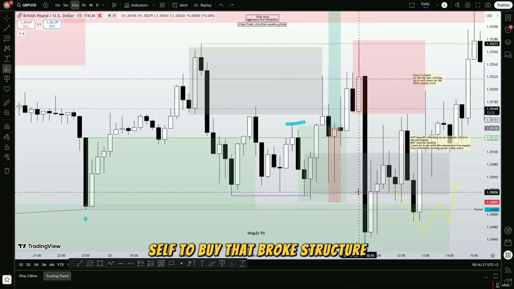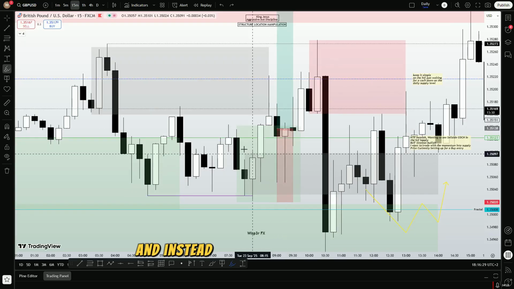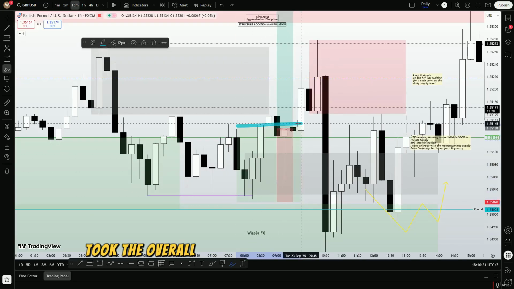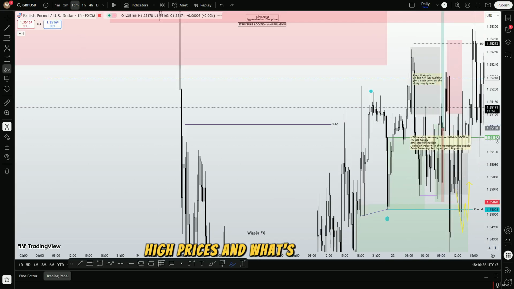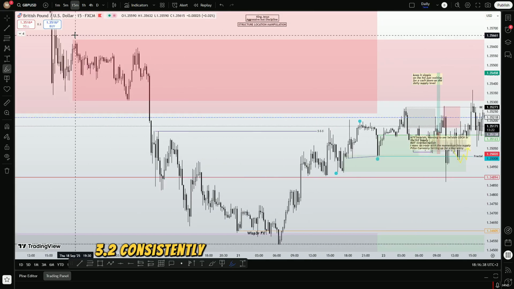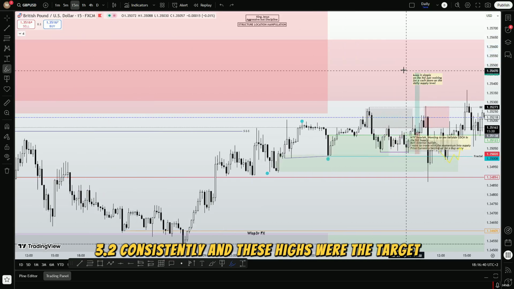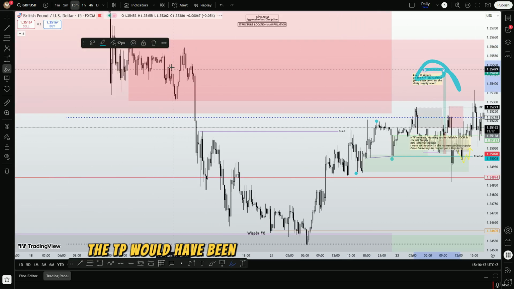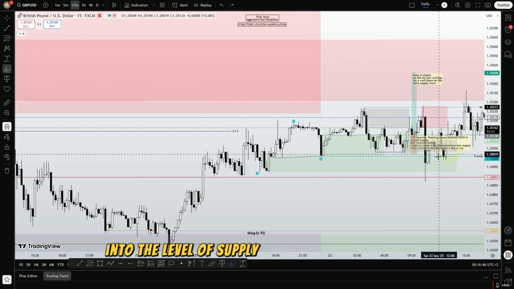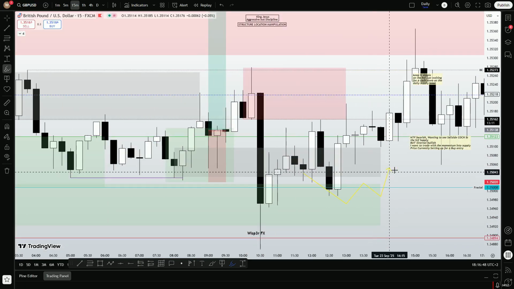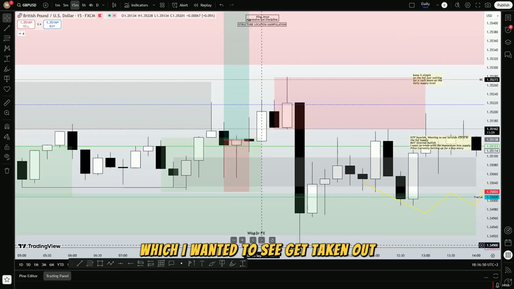I broke structure, and instead of taking the refined POI, I took the overall POI because what was my narrative? Higher prices, and what's our target, 3.2 consistently, and these highs were the target. The TP would have been well before the actual highs, into the level of supply, so that's perfectly okay, which I wanted to see get taken out.